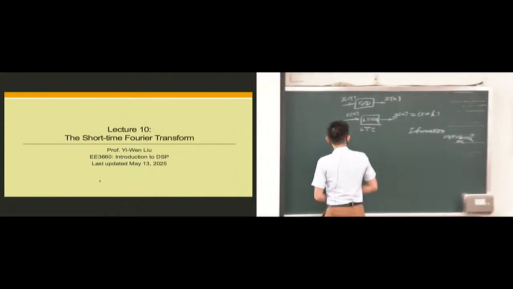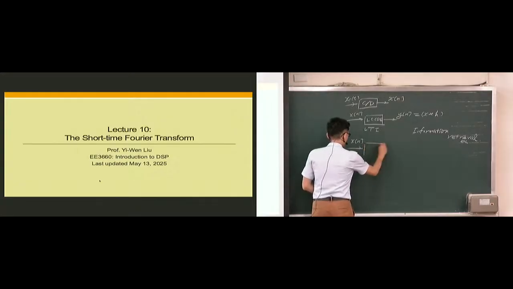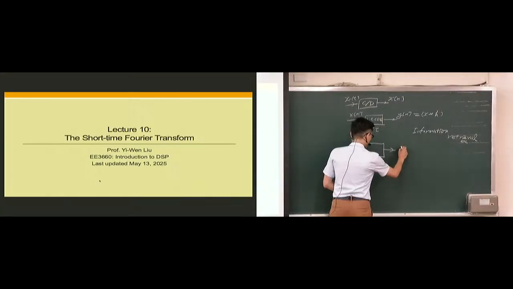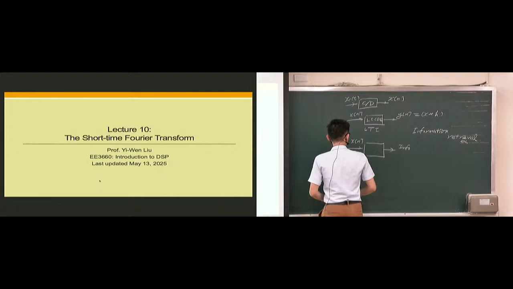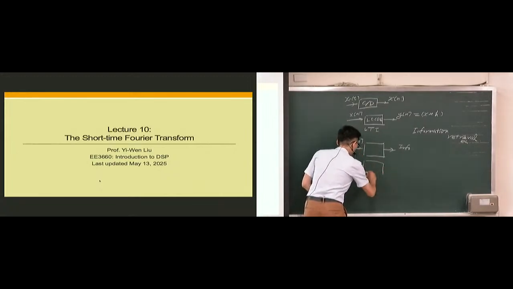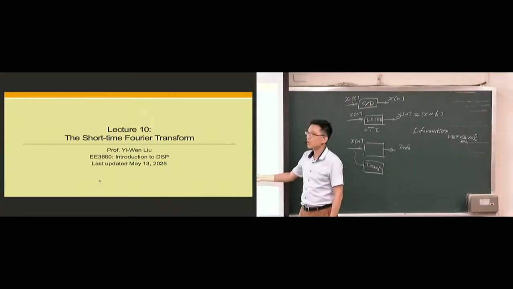So the idea is that if the input is, again, a piece of signal, then after some kind of processing, the output becomes information. And usually, it involves transforming your signal into a different kind of representation. Transformation. And today, we will introduce the short-time Fourier transform.